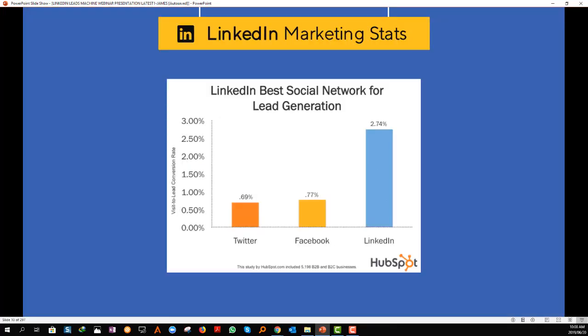If we look at HubSpot, which is probably one of the best, if not the best, marketing platforms out there, even though it costs a bomb, they did a survey, and they reckon 277% is the number that LinkedIn is better for lead generation than any of the other platforms. So you can see Facebook comes in second and Twitter third.